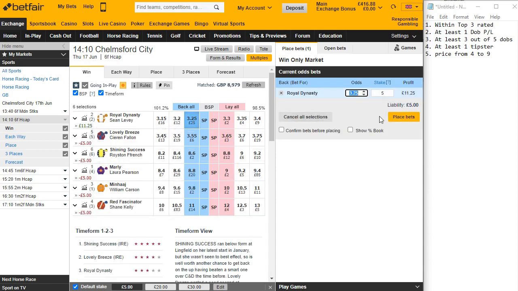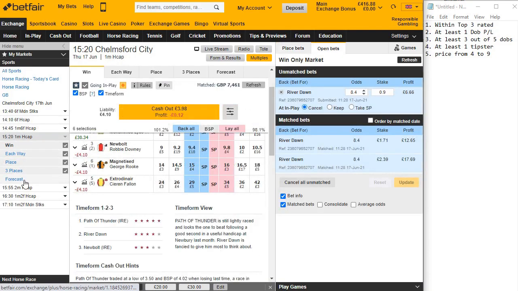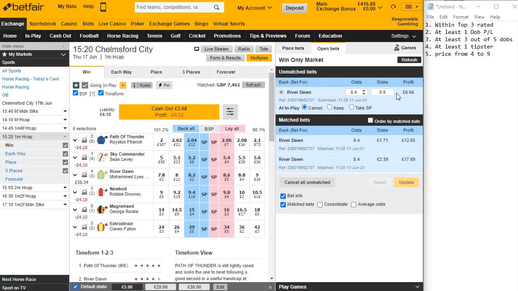Now, see, the reason your profit margin is now £11.25, whereas on the, what was that other one I was on? Leave this page. On this one, the profit margin is 30. So it doesn't need many ticks for it to go down. This is a back to lay, obviously, method. We're backing first and laying out, or laying off, if you like. So we want the price to come down, not go out.